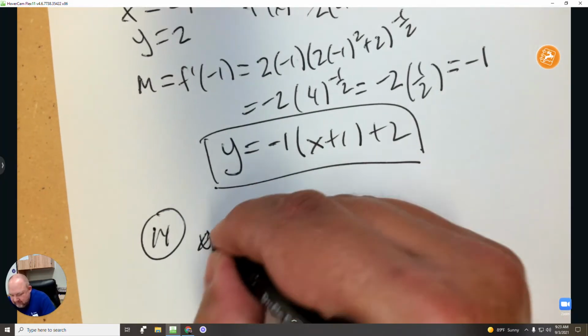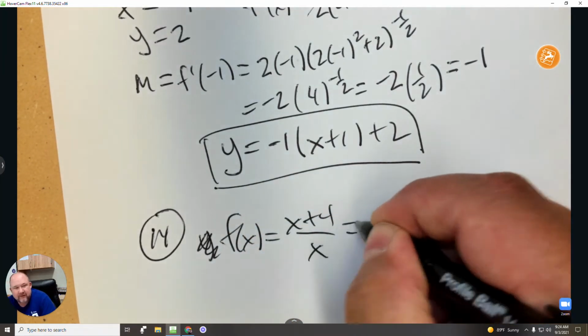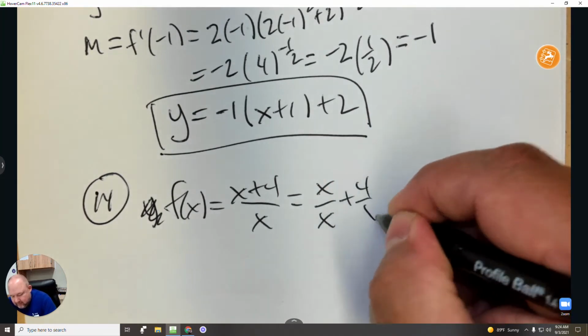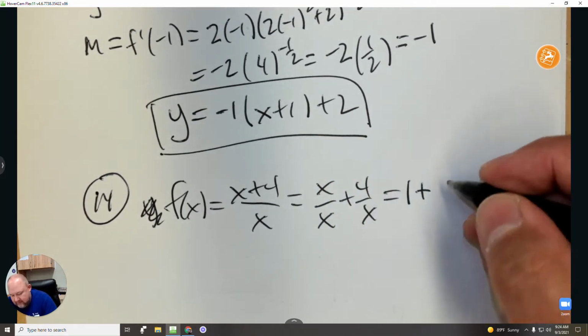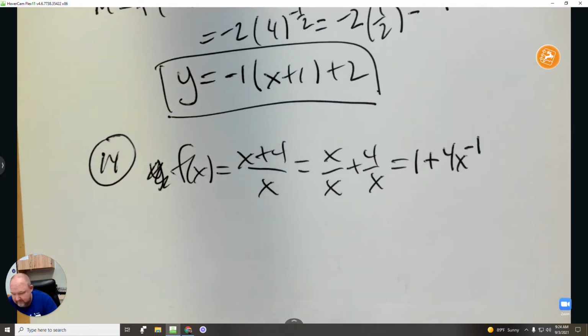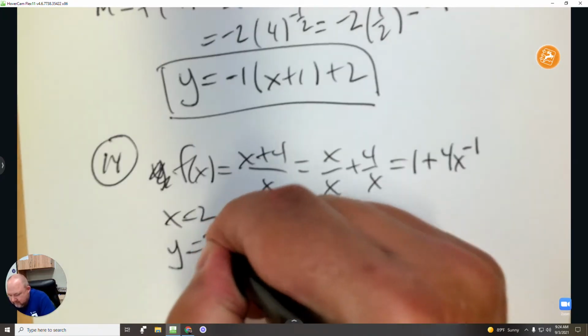In number 14, I have f of x equals (x plus 4) over x. I'm going to simplify that right away. That's x divided by x and 4 over x. So that's 1 plus 4x to the -1. That's going to be easier for the derivative. It says the x coordinate is 2 and the y coordinate is 3.